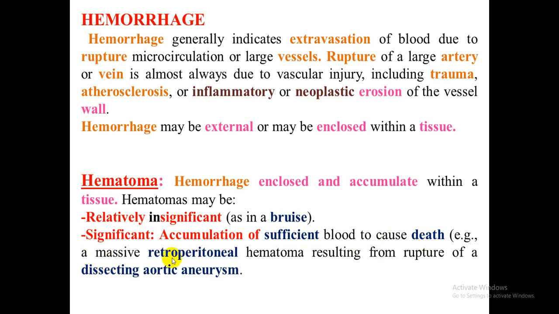For example, a massive retroperitoneal hematoma resulting from rupture of a dissecting aortic aneurysm. Or sometimes even if it is insignificant, a little or small area of hemorrhage occurring in vital organs such as the brain may be life threatening and may lead to death, even if the volume is insignificant.